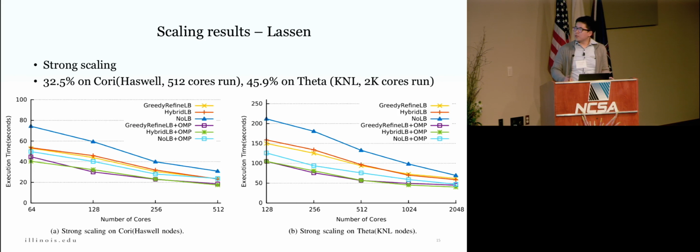So this is the scaling result on Lassen. The left graph is the scaling results on Cori Haswell nodes. We achieve significant speedup over the best configuration we have without OpenMP. On 512 cores, we achieve 32.5% improvement. And on KNL, we achieved more improvement because KNL has more cores, and load balancing has more effect on performance. So we achieved 45.9% improvement over the best configuration without OpenMP.